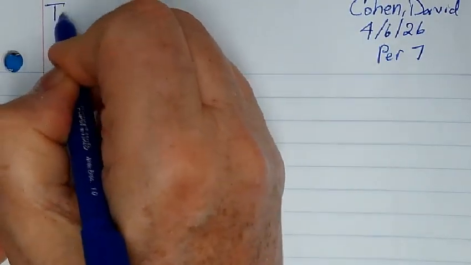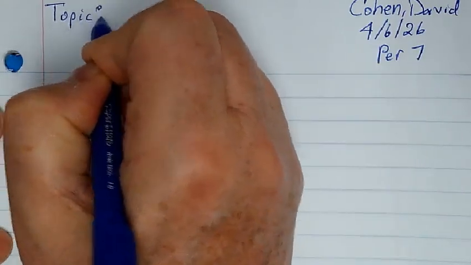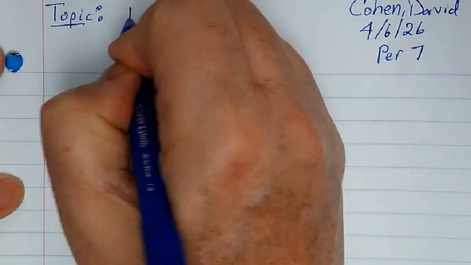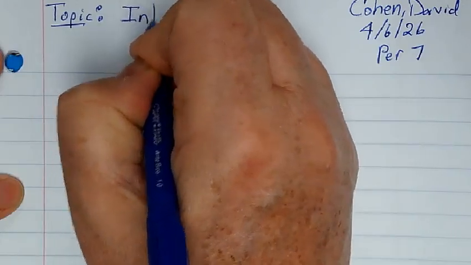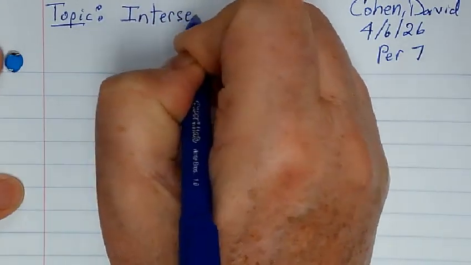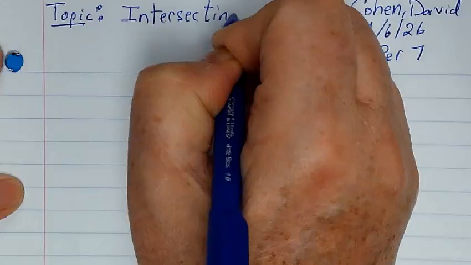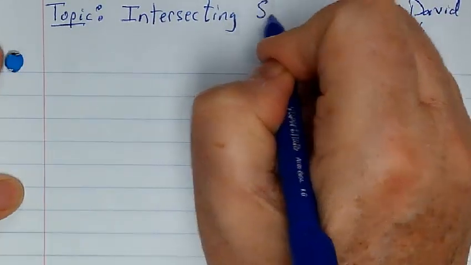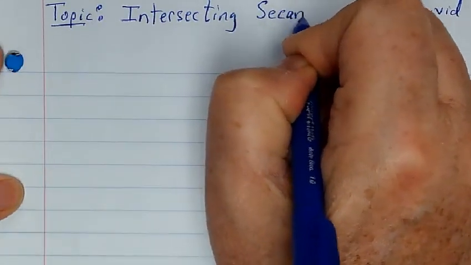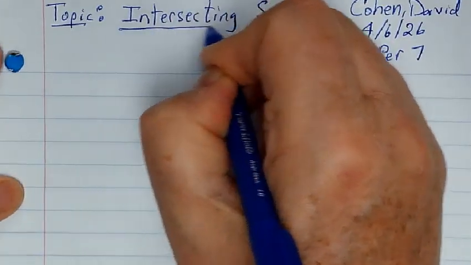Make sure you put your name, date, period, and the topic. The topic is about intersecting secants.